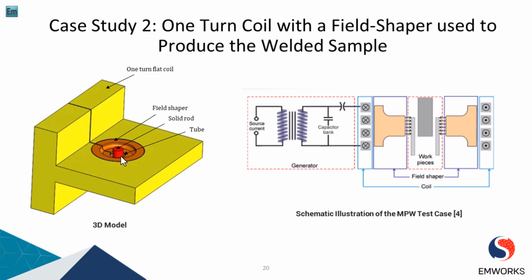This configuration involves a 3D model and a schematic illustration of the magnetic pulse welding test case. So the design incorporates a 1-turn coil, optimizing the welding process. The field shaper, a specifically designed component, plays a crucial role in shaping and directing the magnetic flux generated during the welding process, and it also ensures a focused and efficient application of the magnetic forces required for welding.